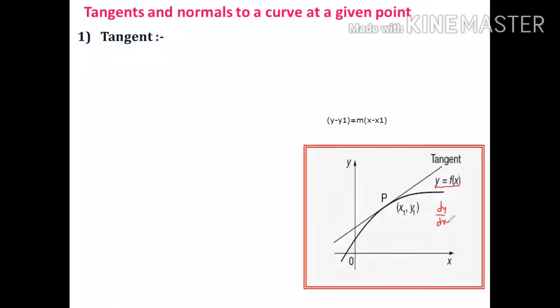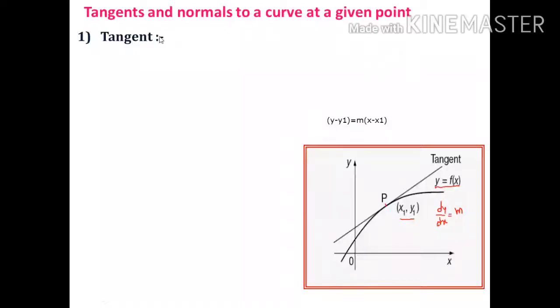And this dy upon dx, whatever answer we obtain, substitute the values for x and y from the coordinates (x1, y1). The particular constant answer you get represents the slope m, that is, the slope of the tangent. Using the slope and this particular point (x1, y1), apply the slope-point form, and you will get the equation of the tangent.